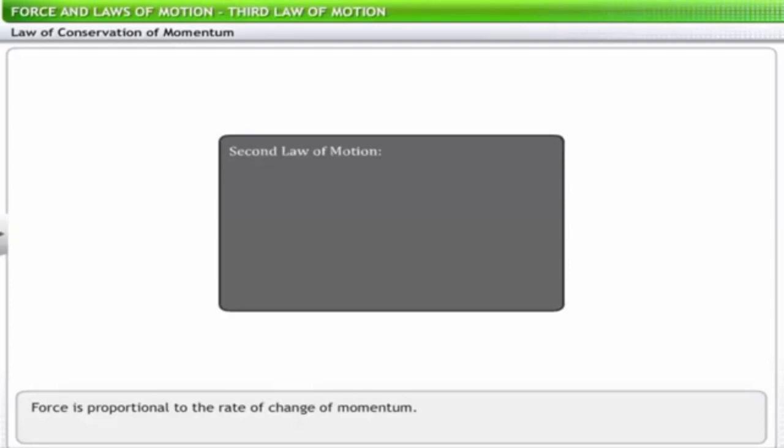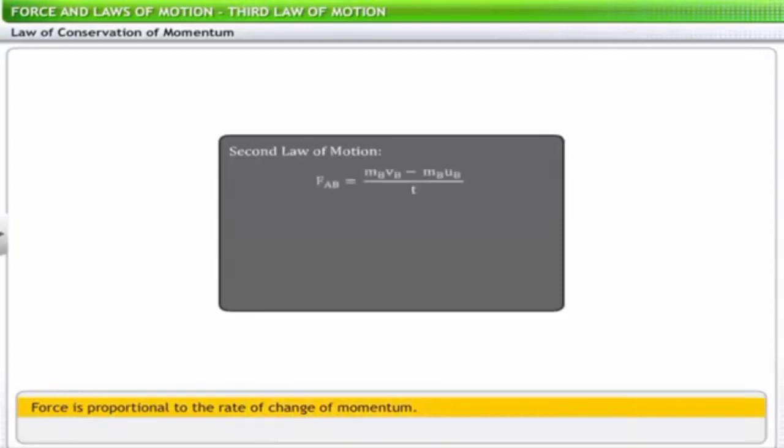According to the second law of motion, force is proportional to the rate of change of momentum. Upon collision, the force exerted by A on B, FAB, is equal to MB multiplied by VB minus UB divided by T. Similarly, the force exerted by B on A, FBA, is equal to MA multiplied by VA minus UA divided by T.